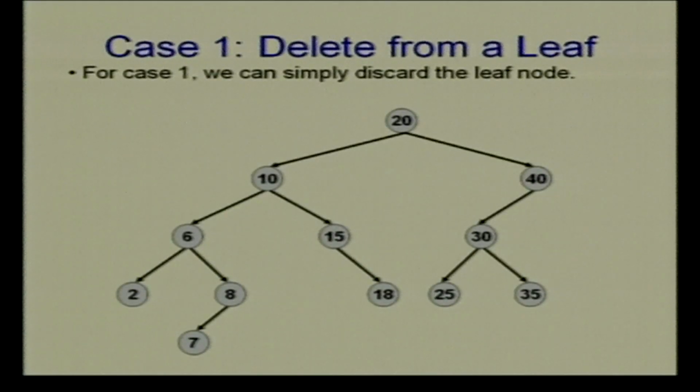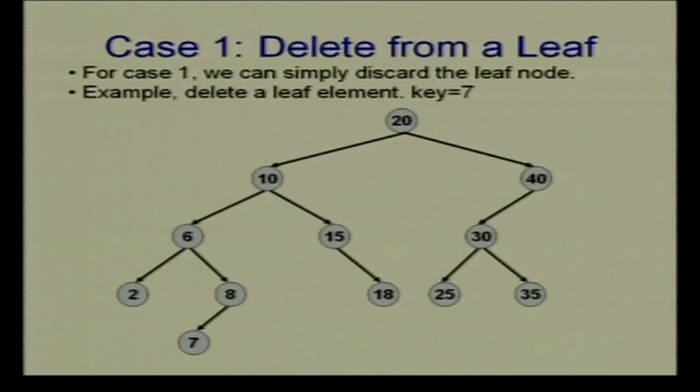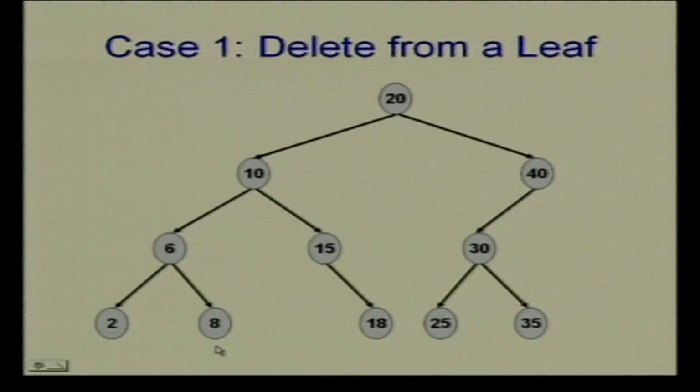For case 1, we can simply discard the leaf node. For example, if you want to delete 7, just discard it, that is it. So, discard the node. Suppose you want to delete 35, again you can just discard it.